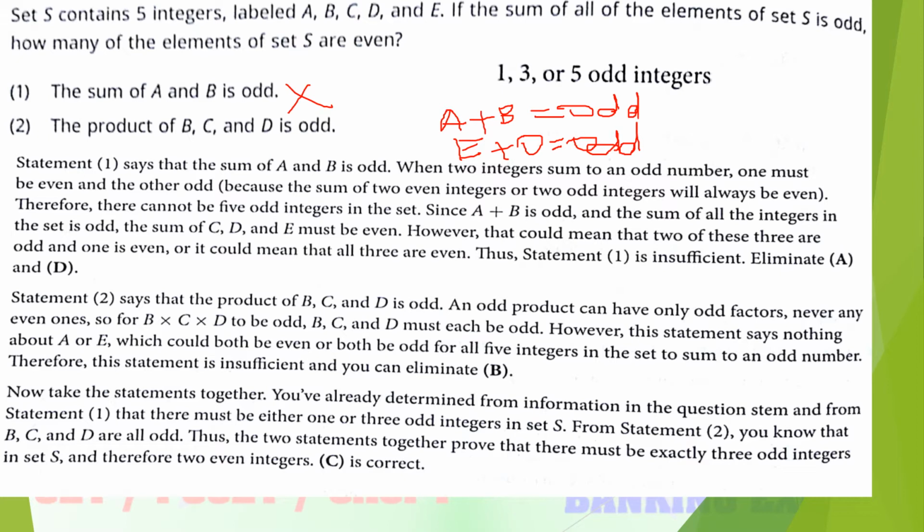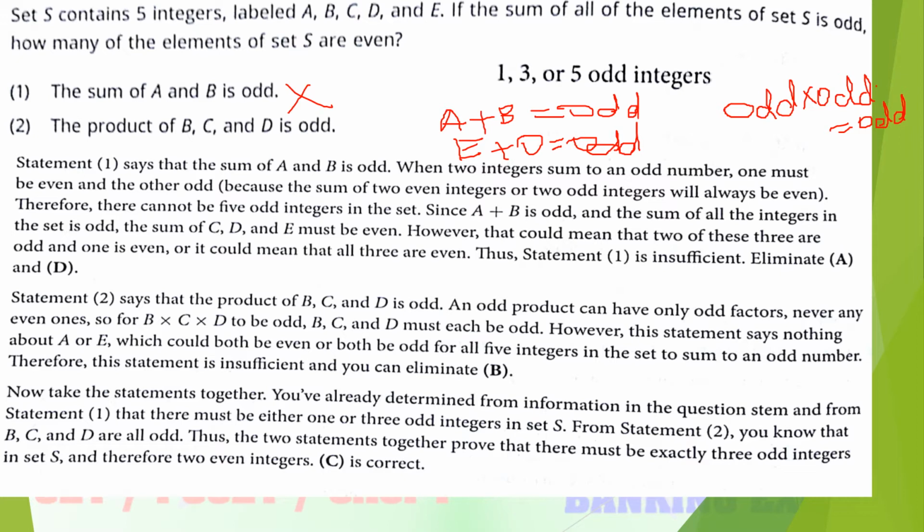Go for the second statement. The second statement tells that the product of B, C, D is odd. So in the product rule, odd times odd is always odd. Odd times odd is always odd only. You also have to remember that rule, otherwise it is difficult to solve this type of problem.